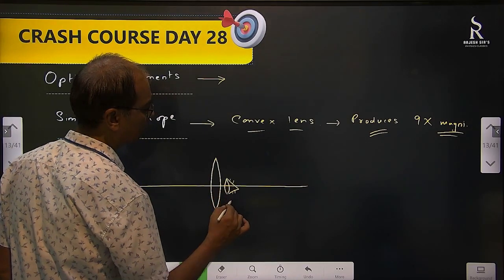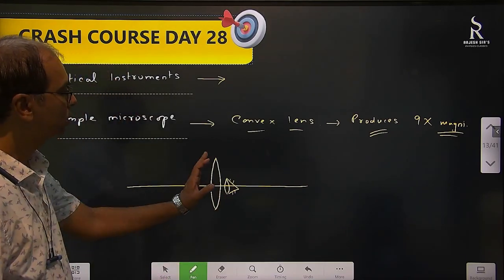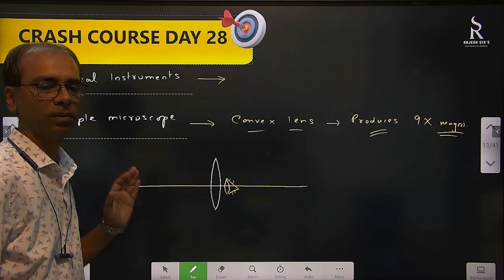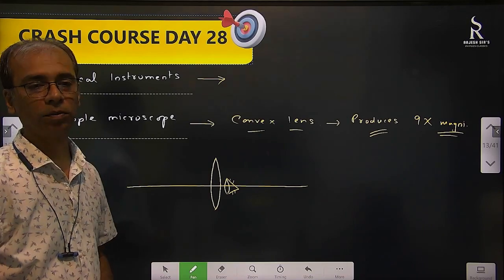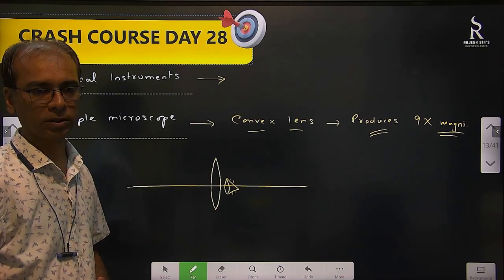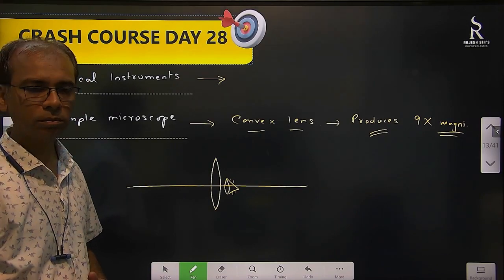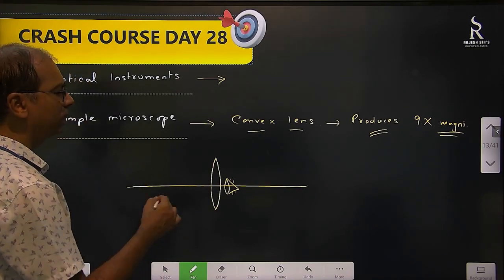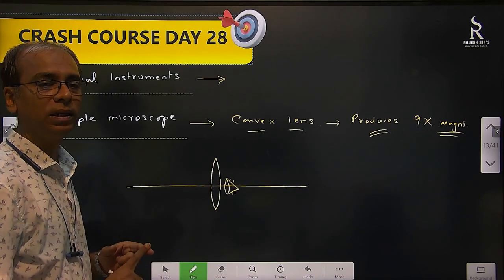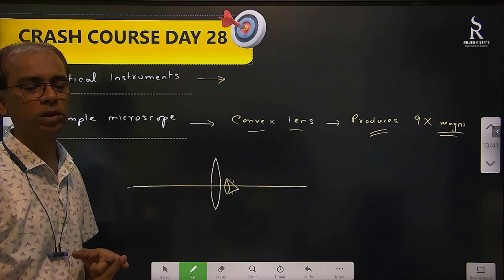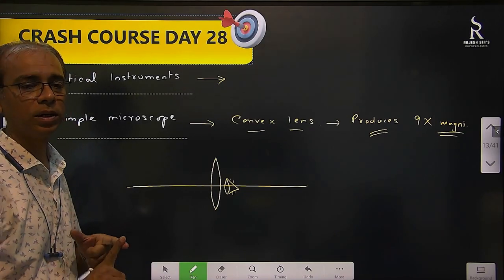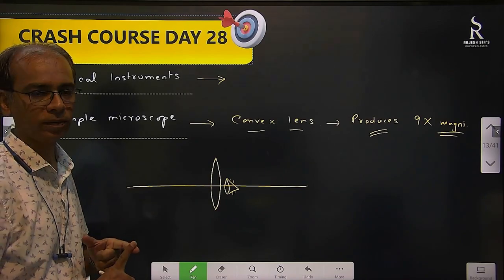So this convex lens has to make the image on the same side as that of the object. That means we are talking about a virtual image. Suppose it makes the virtual image at the least distance of distinct vision. What is that least distance of distinct vision? We call it capital D, and its value is 25 centimeters.